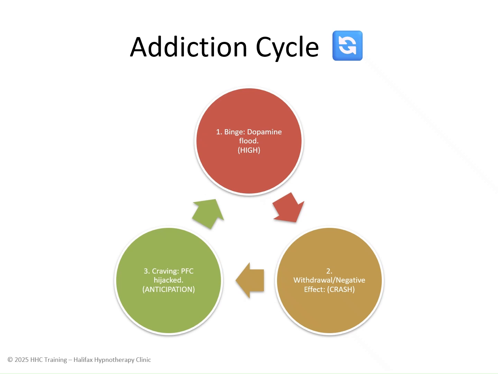This framework helps reframe addiction not as a moral failing, but as a chronic brain disorder. The cycle consists of 3 stages. 1, the high. 2, the crash. And 3, the craving. Stage 1, the binge or intoxication phase, the high. This is the stage where the client actively uses the substance and experiences its pleasurable effects.